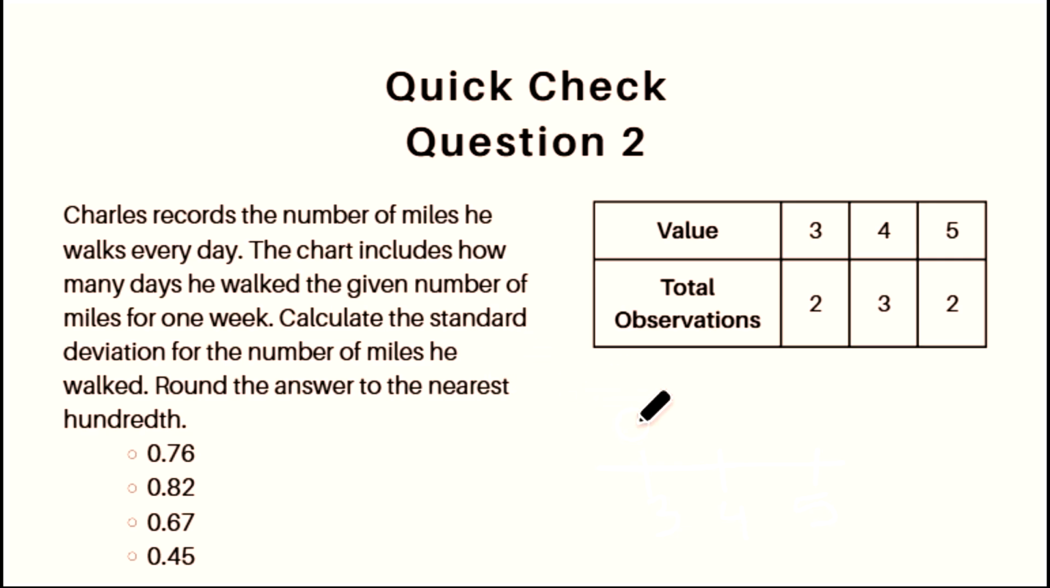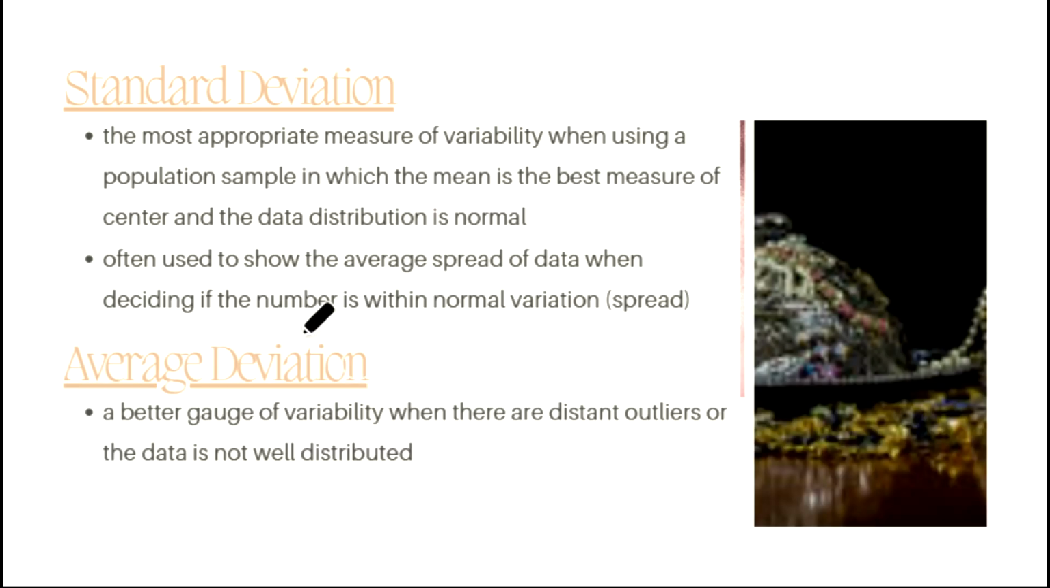And then 3 occurred twice, 4 occurred 3 times, and 5 occurred twice. Go ahead and do all of your steps. Standard deviation is the most appropriate measure of variability when using a population sample in which the mean is the best measure of center and the data distribution is normal. It's often used to show the average spread of data when deciding if the number is within normal variation or spread.